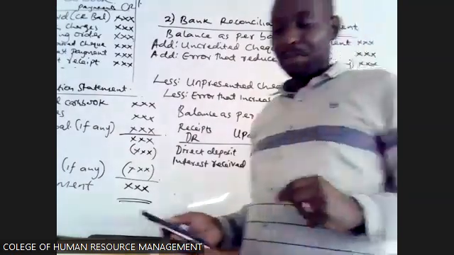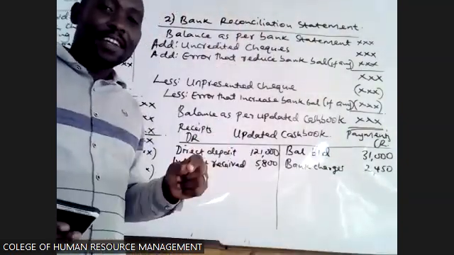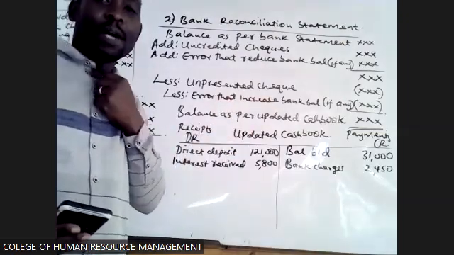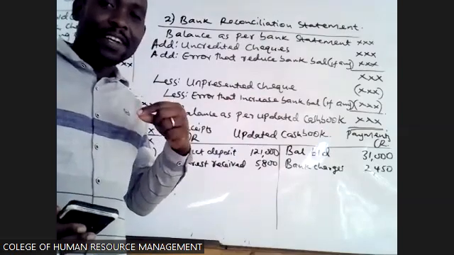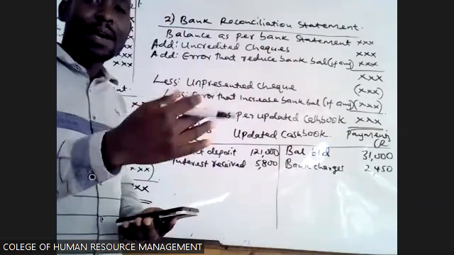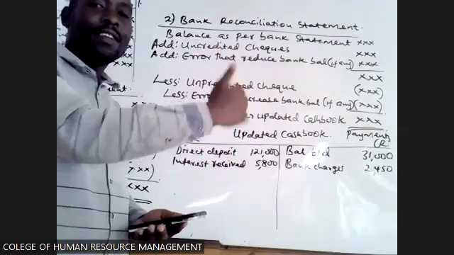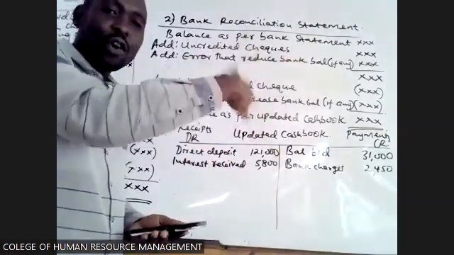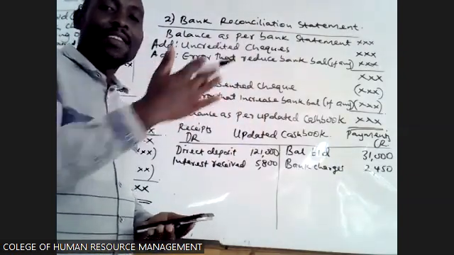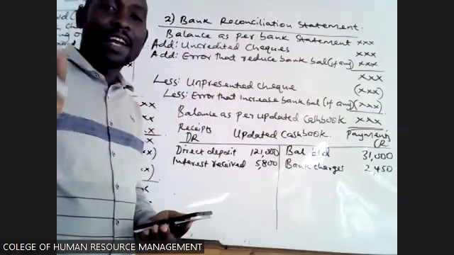Now, let me respond. Something that is uncredited is something that is not appearing in the bank statement on the credit column. Remember the format I gave you about the bank statement: it has the date, the details, the debit, the credit, and the balance. That figure is not appearing in the credit column. Any figure that is in the cash book but not on the credit column of the bank statement is what we call an uncredited check.